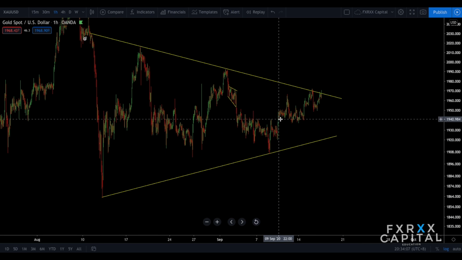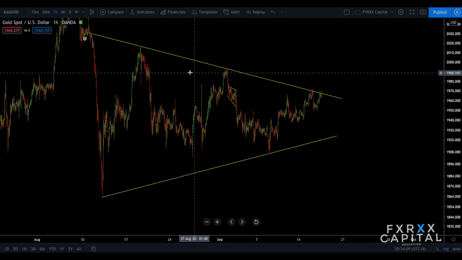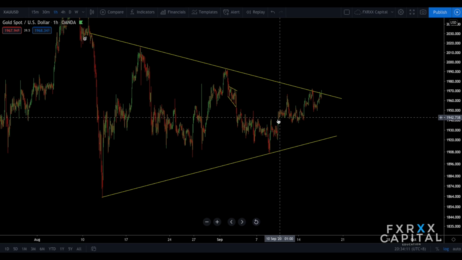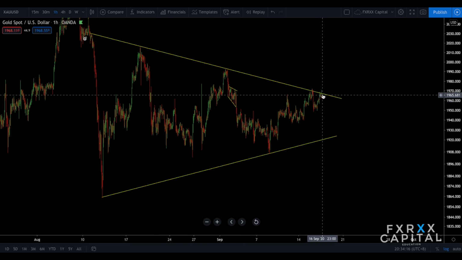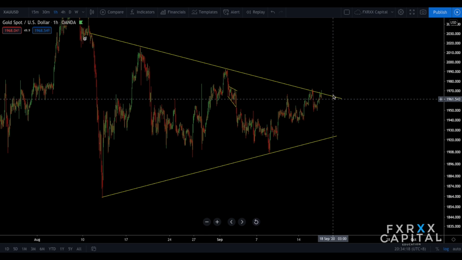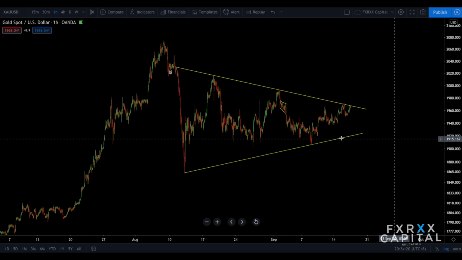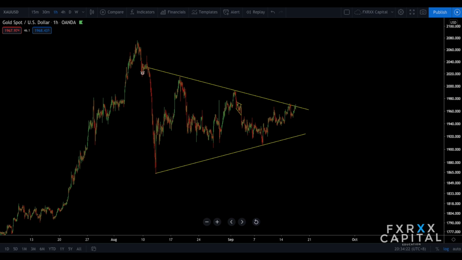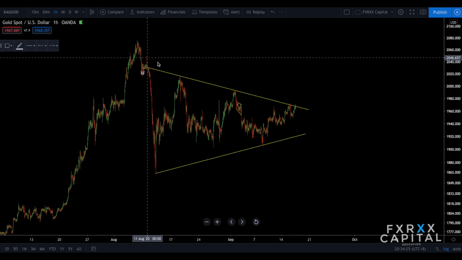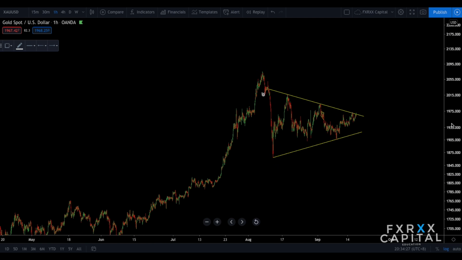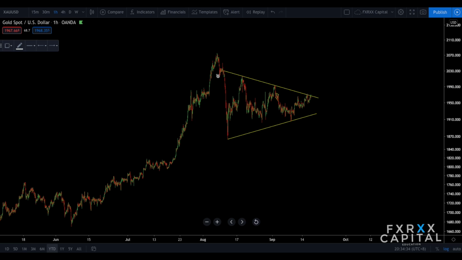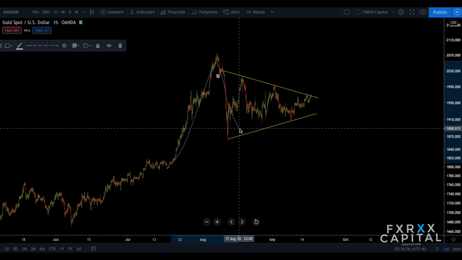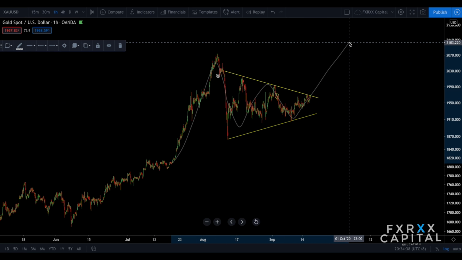So we start this week from this area, and price had one touch, second touch, third touch. Now price created another arc in the third touch. If you study the price action, we understand this is a continuation pattern, and if we know the phase of the pattern, price might continue to the upside.